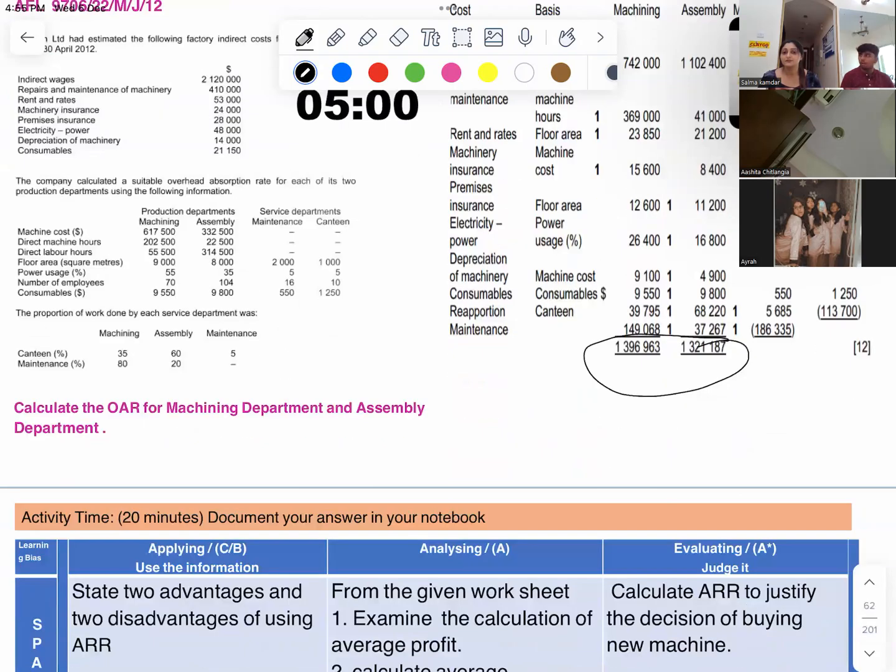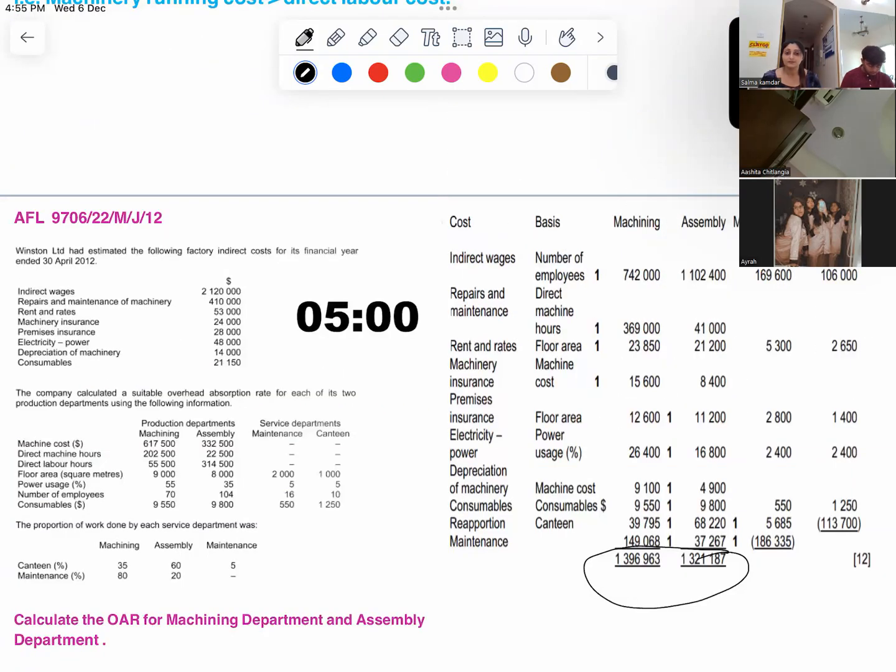Classify. You have to see if it's labor intensive or capital intensive. Tell me, is the machining department capital intensive or labor intensive? Machining is capital intensive. How do you know it is capital intensive? Because 202500 is more than 55,500. Ashita, mark machine hours.